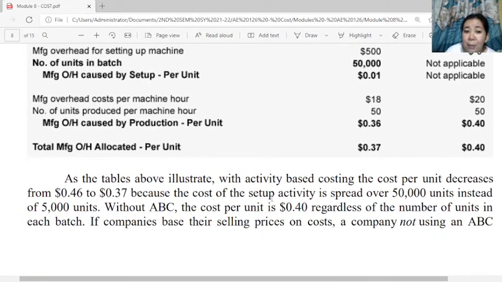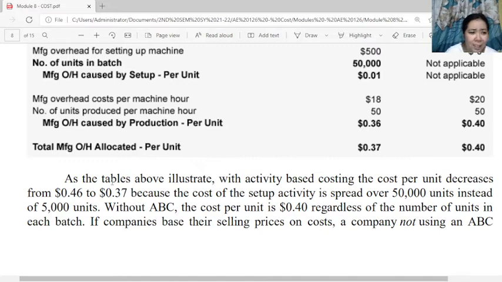So as the table illustrated, the activity costing cost per unit decreases, from 0.46 to 0.37 earlier, because the cost of setup activity is spread over 50,000, meaning regardless of the number of units produced, there is the same setup activity. So if there are a lot of units produced, it will be spread to all of these units, and the result will be a decreased manufacturing overhead per unit compared to lesser production.